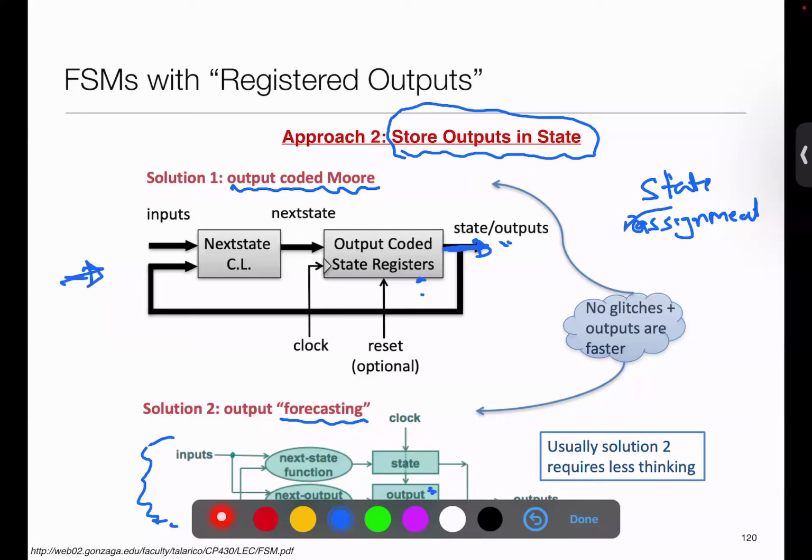But anyway, I just wanted to mention that a deeper issue here is that you want the output of a sequential module to come directly from a register, not from combinational logic, and certainly not from combinational logic which has a direct path all the way back to the primary input. That would be even worse. So these are FSMs with registered outputs, as in the outputs are coming from flip-flops.